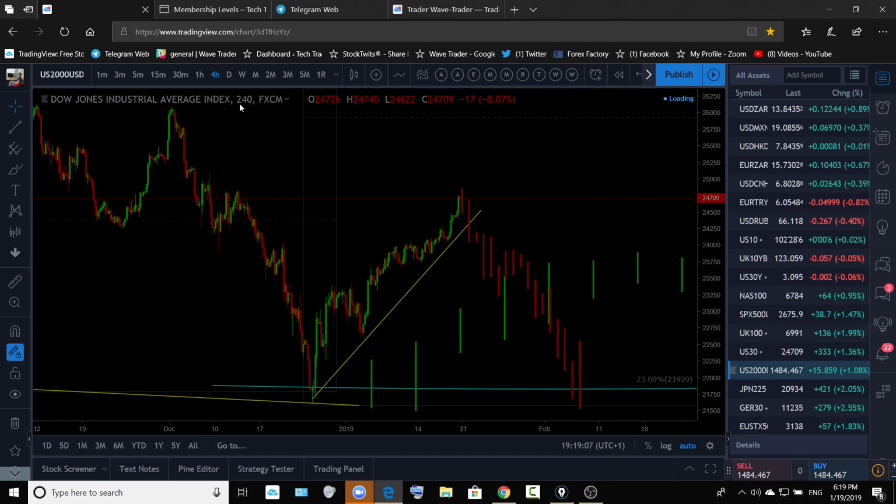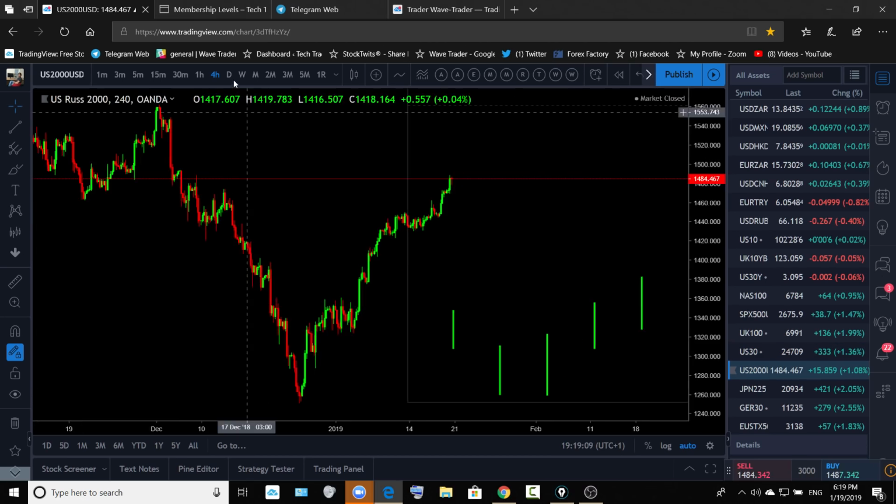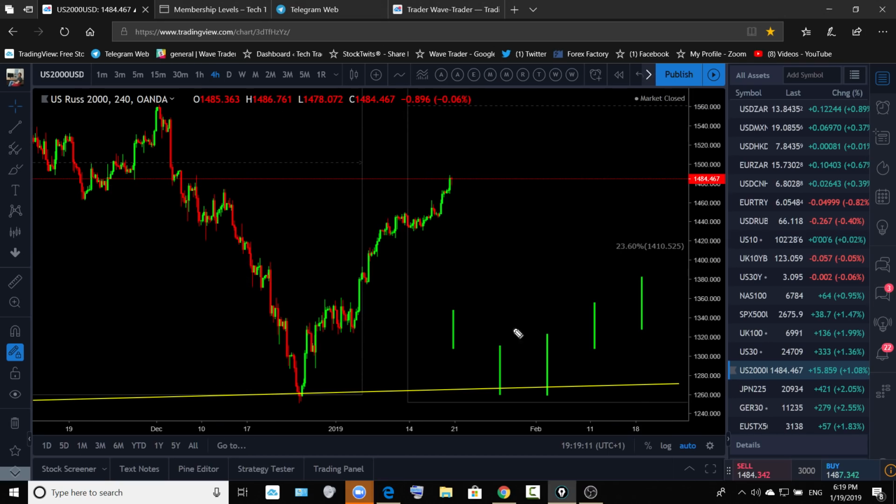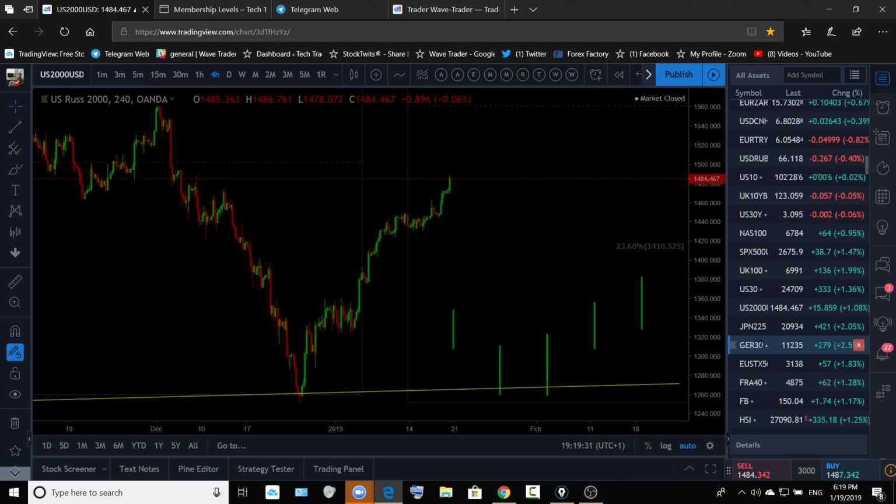All right, same analysis on the US Russell 2000: correction, correction. If this trend breaks down, correct and go down. If it's not breaking down, this is the breakout, so you're looking for a breakout to the downside. If not breaking down and correcting, keep buying short term as long as you see that there are corrections. German 30 seems like the UK 100 index.